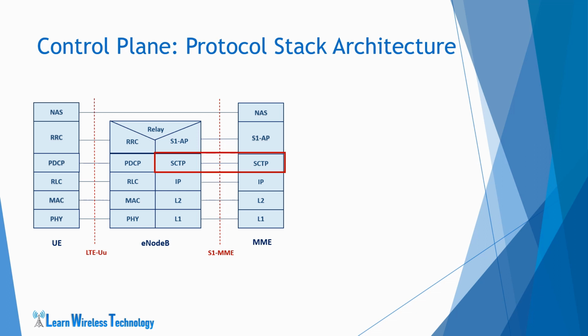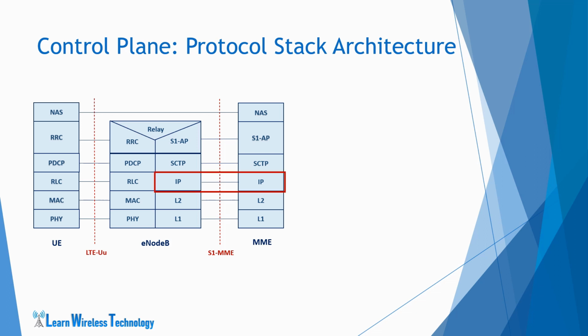SCTP, that is Stream Control Transmission Protocol. It provides a reliable data transfer service. It is an alternative to TCP and UDP. SCTP supports retransmission, which makes it more reliable. It allows transmission of signaling in parallel streams.